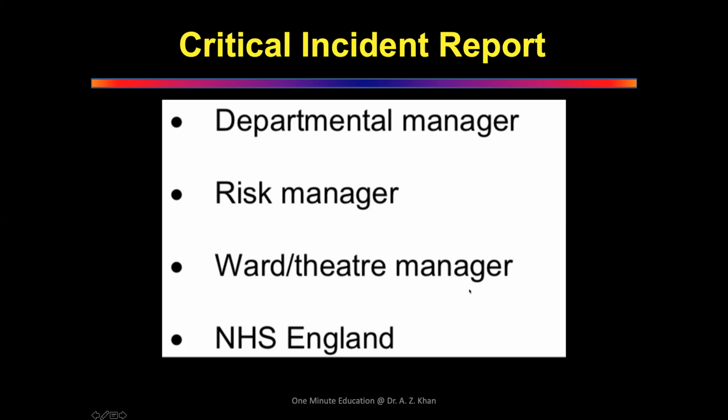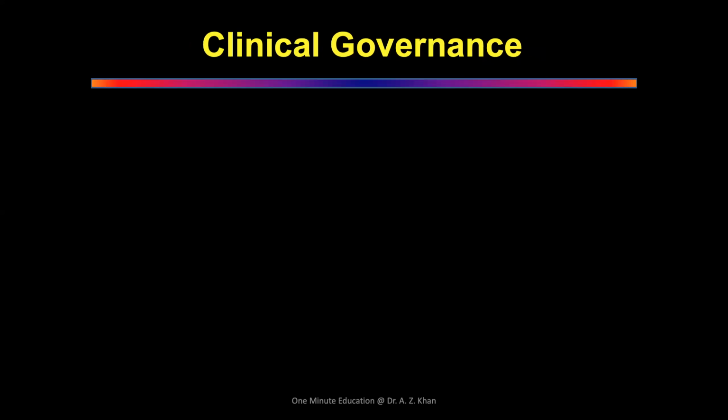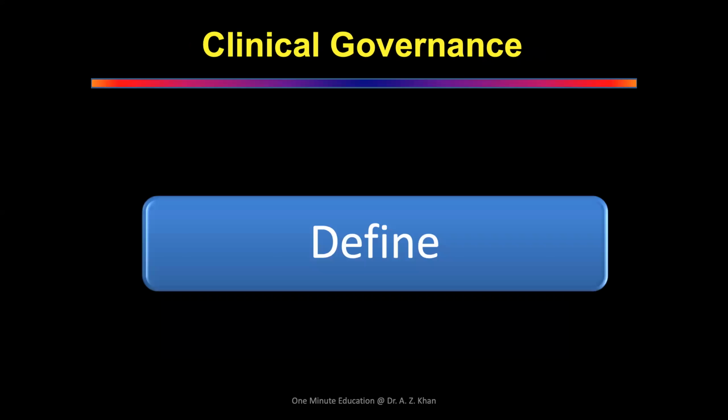Every single critical incident goes to the government because the funding for a hospital is directly linked to the number of critical events that you have. The more critical events you have, the lower your performance index, and the less we will fund your hospital. Okay. Somebody tell me what is clinical governance? Anybody know the definition of clinical governance? Have you heard of it anywhere, this word? Yes, sir. Last time only you asked us.